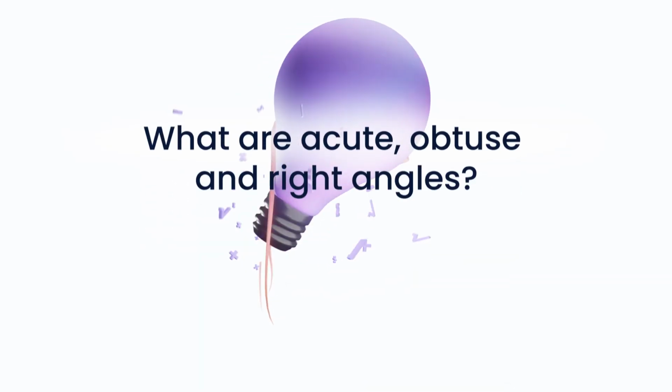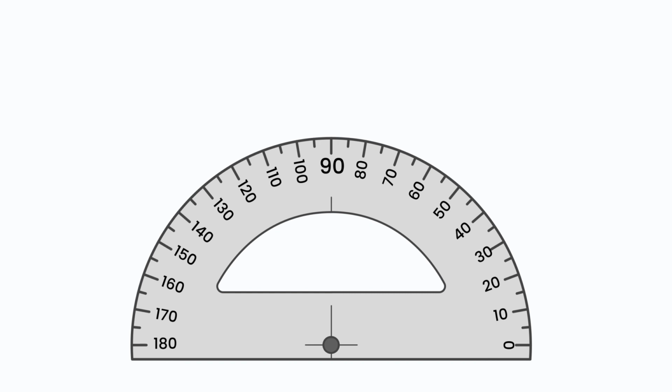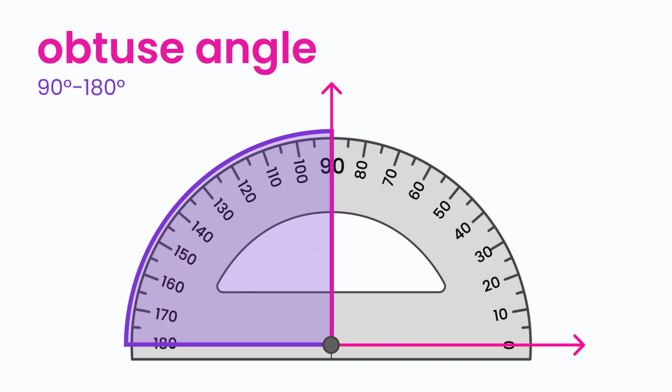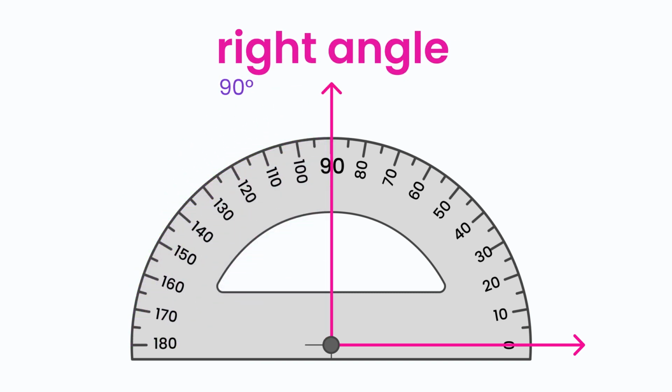What are acute, obtuse, and right angles? Acute angles measure between 0 and 90 degrees, and obtuse angles measure between 90 and 180 degrees, whereas right angles measure exactly 90 degrees.